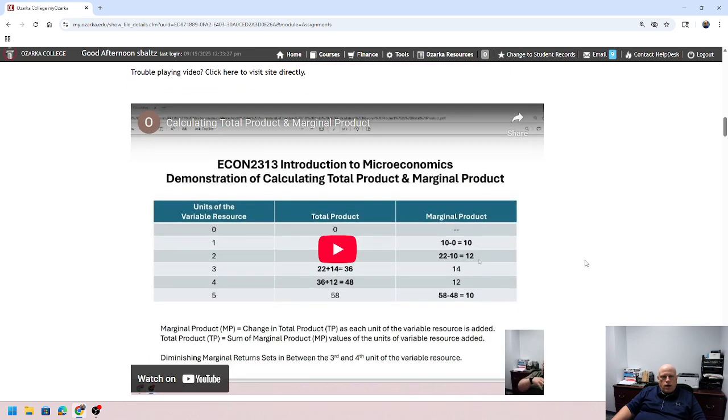And then on this other video, called Calculating Total Product and Marginal Product, I've done the same thing. I've created an example. It's not the exact numbers on the one that you're going to be completing, but they are similar numbers, and I give you all the formulas you're going to need, and how you're going to go through the process of calculating total product and marginal product, and then finding the point of diminishing marginal returns.